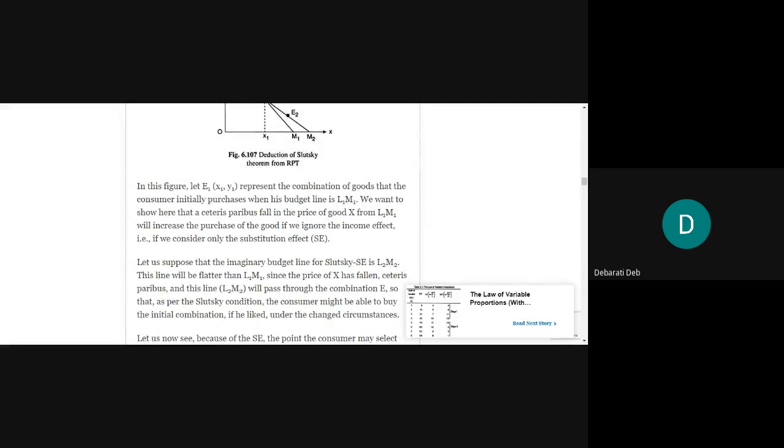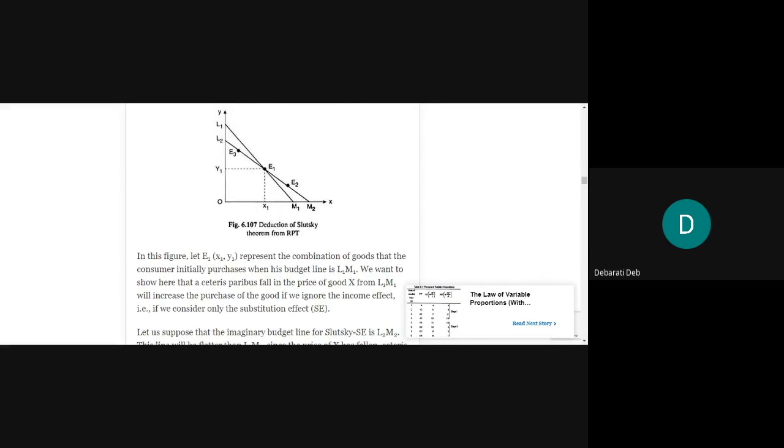Since the price of X has fallen, this line L2 M2 will pass through the combination E1, so that as per the Slutsky condition, the consumer might be able to buy the initial combination if he liked under the changed circumstances. Now, what will this ceteris paribus effect help us do? This will help us make the budget line pass through the previous combination, that is, the combination E1.